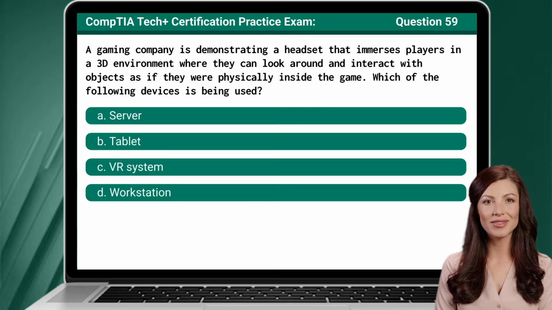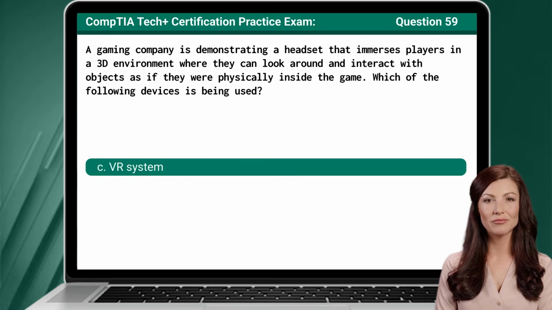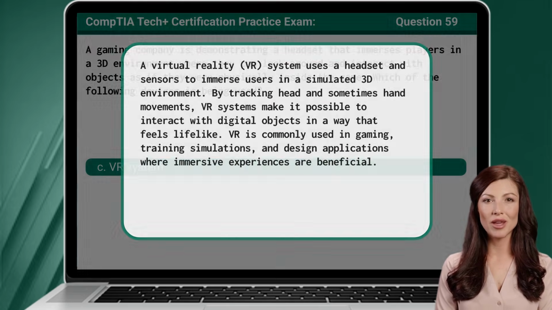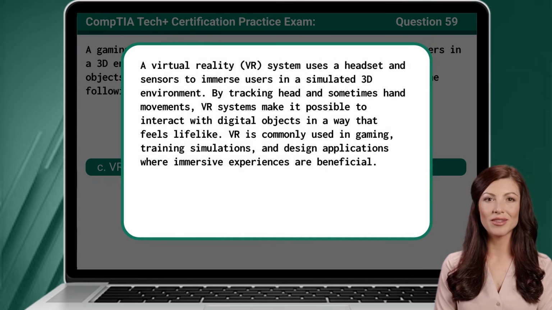The answer is C. VR system. A virtual reality, or VR system, uses a headset and sensors to immerse users in a simulated 3D environment. By tracking head and sometimes hand movements, VR systems make it possible to interact with digital objects in a way that feels lifelike. VR is commonly used in gaming, training simulations, and design applications where immersive experiences are beneficial.